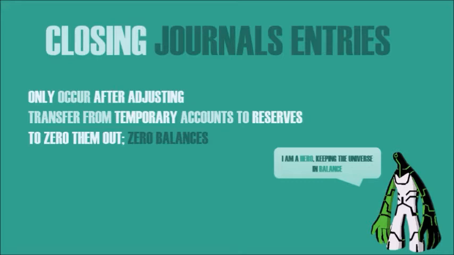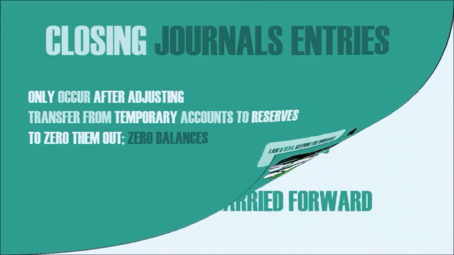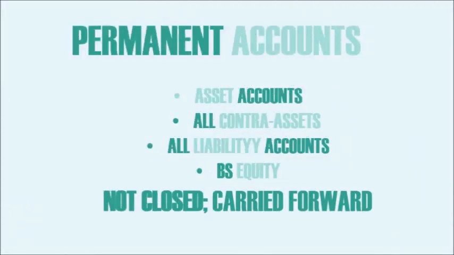Temporary accounts are accounts such as income and expenses. Dividends are also a type of temporary account. They relate to only a given period. Permanent accounts include all asset accounts, liability accounts, and equity accounts. This also means that contract assets are also a type of permanent account. Permanent accounts are not closed. They are carried forward to future accounting periods.